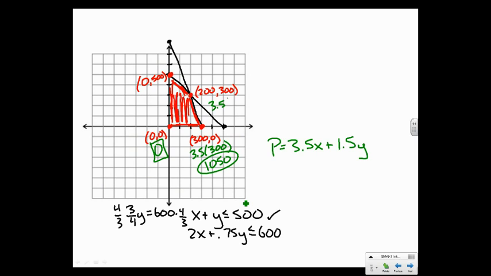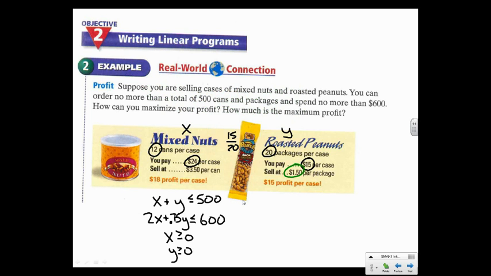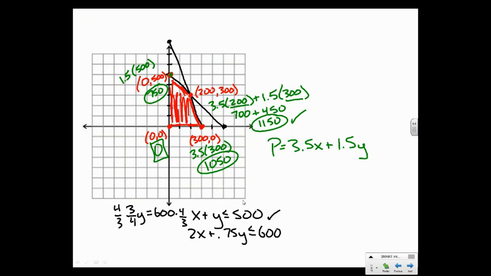Let's test this point here. 3.5 times 200 plus 1.5, right? Yes, 1.5 times 300. So that's 700 plus 450, which is 1150. So a little bit more money. And then up here, this would be 500 for your y times $1.50, which would be $750. Okay? So clearly, we're going to maximize profit right here by selling 200 and 300. So it was 200 of the mixed nuts and 300 of the roasted peanuts. All right?